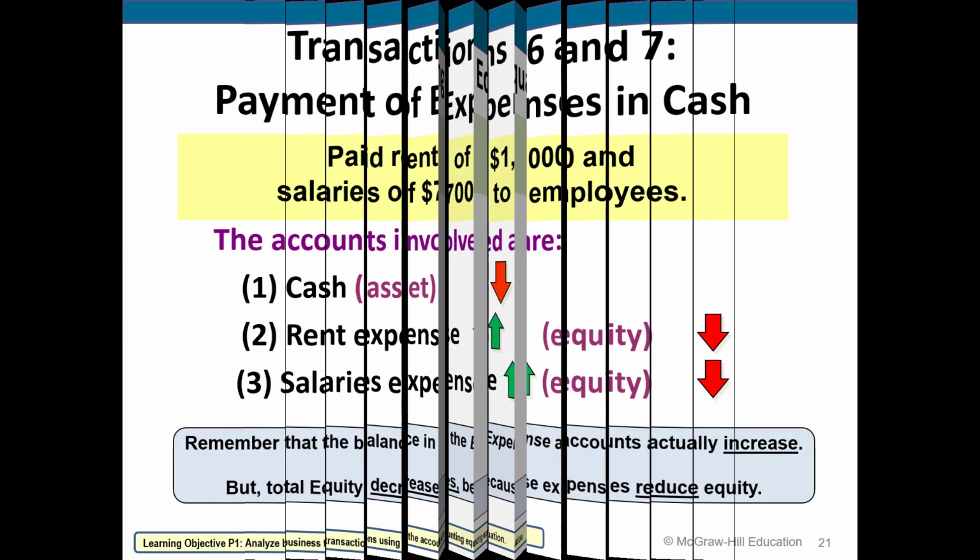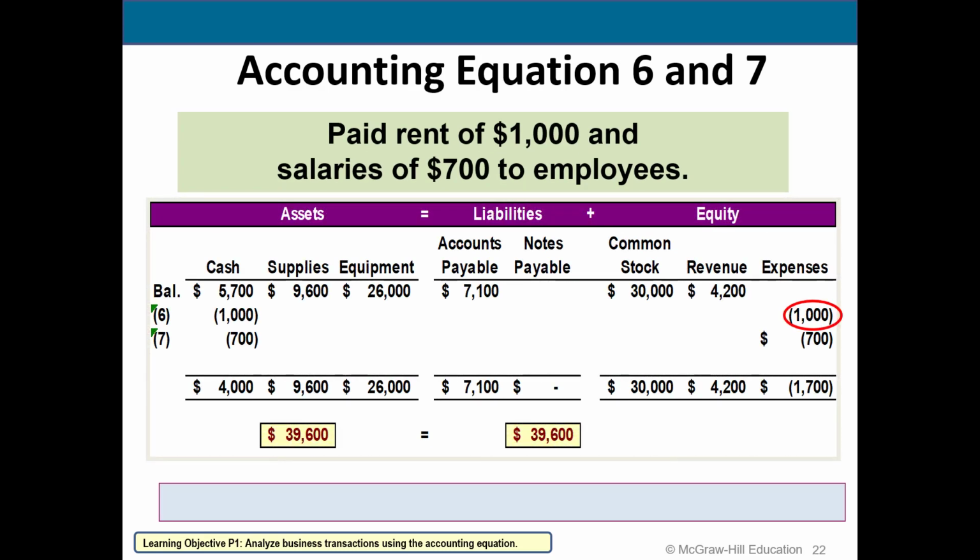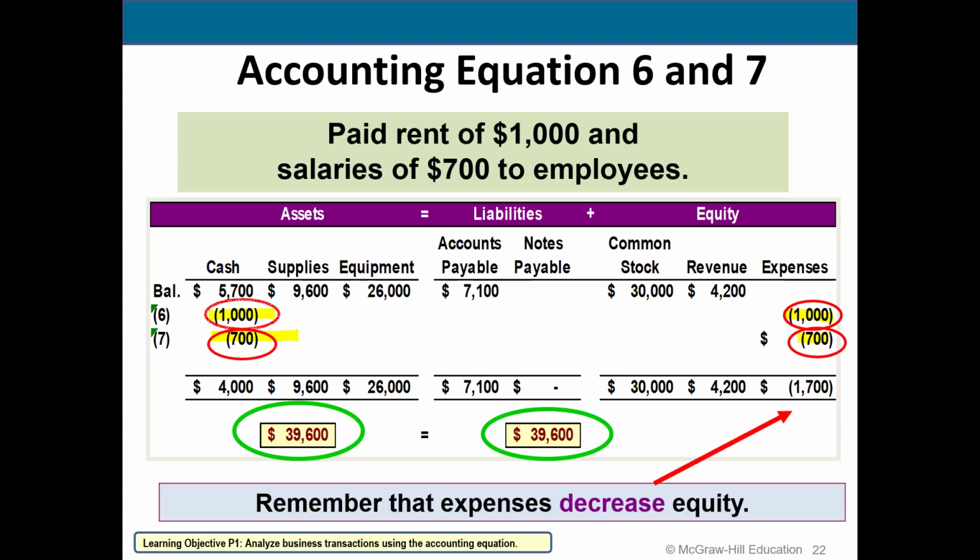So let's look at the equation. So here you can see cash went down, expenses went up, but the effect on the accounting equation is that equity decreased. But again, our accounting equation is still in balance.